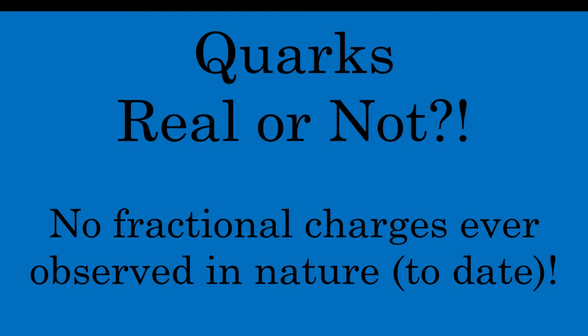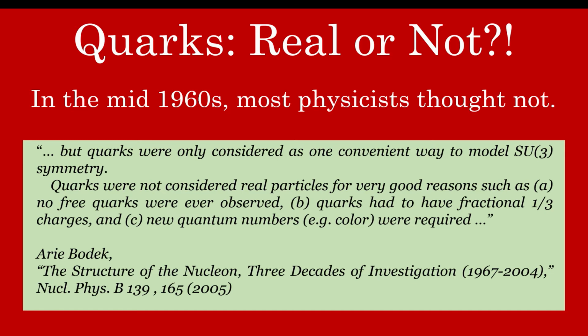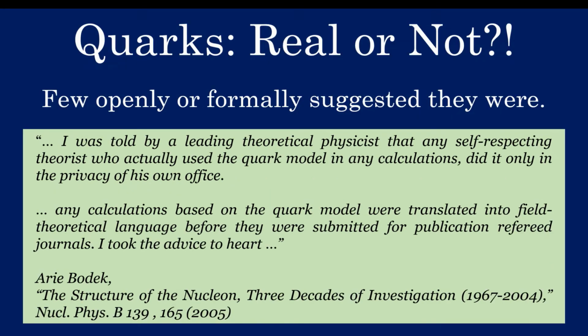With fractional charges having never been observed in nature, could quarks be real particles? Gell-Mann seemed to imply he thought not, writing in his February 1964 Physics Letters paper, "It is fun to speculate about the way quarks would behave if they were physical particles of finite mass instead of purely mathematical entities as they would be in the limit of infinite mass." In the mid-1960s, few physicists thought the fractionally charged quarks were real particles. In fact, to openly or formally suggest that they were real particles could be career-limiting at the time.